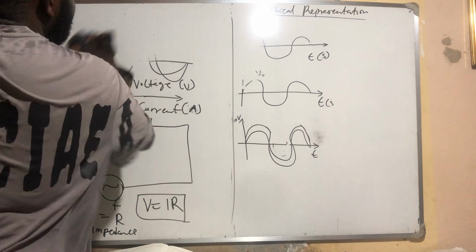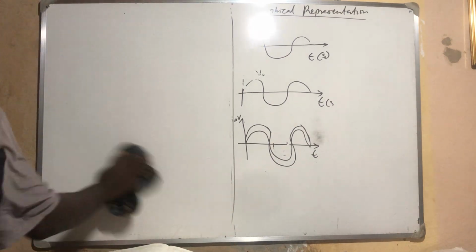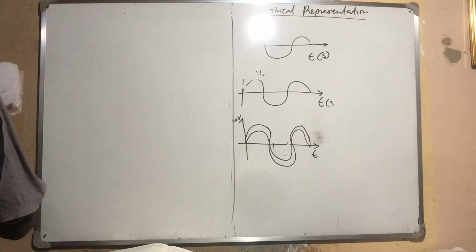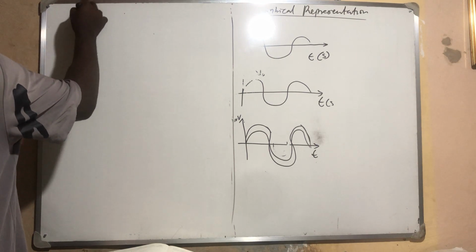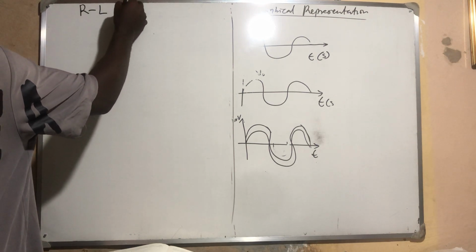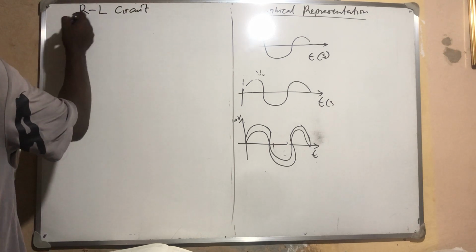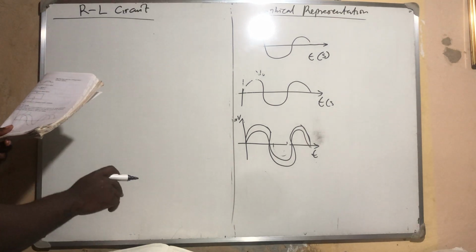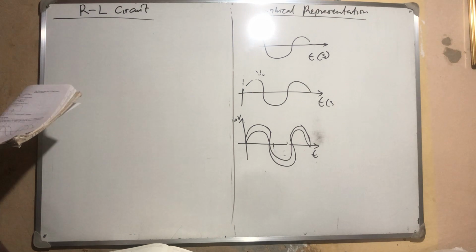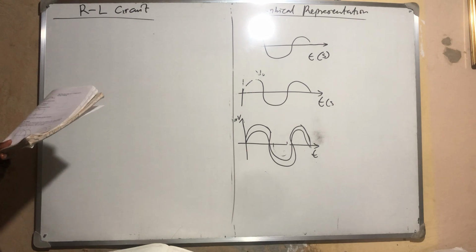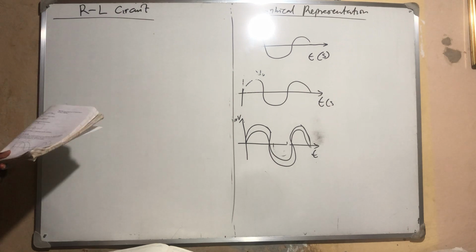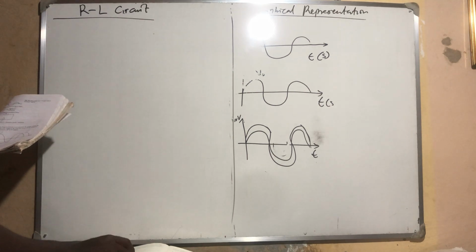The next one we'll talk about is the resistor and inductor circuit, the R and L circuit. Now, what is your R? Don't forget, R is the resistor, while L is known as the inductor, all right? Now, write for me: when only the resistor R and the inductor L are connected, the voltage will lead the current by a phase angle of 90 degrees or pi over 2, all right?